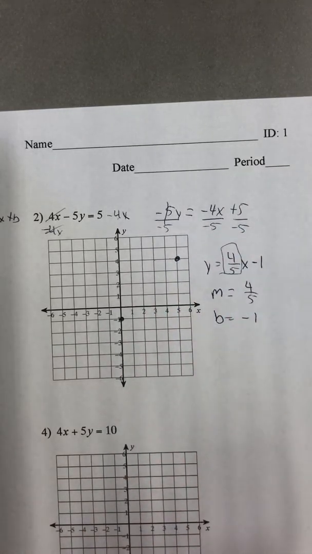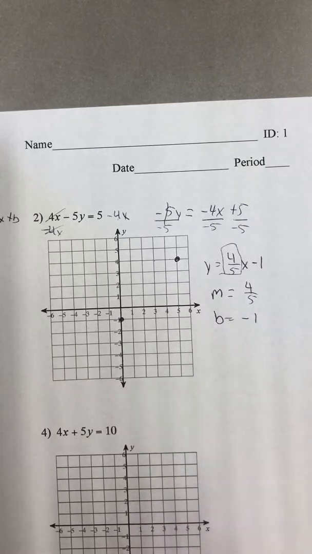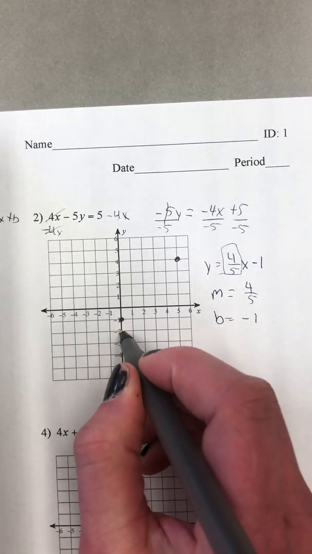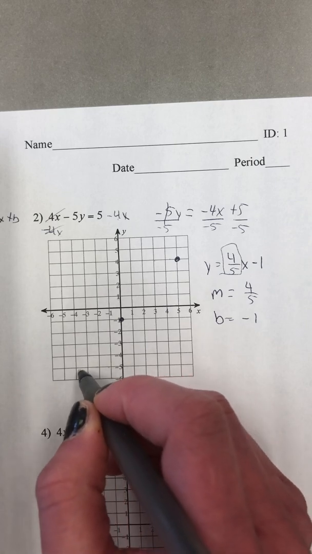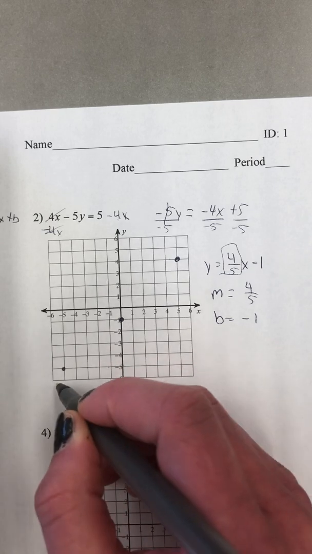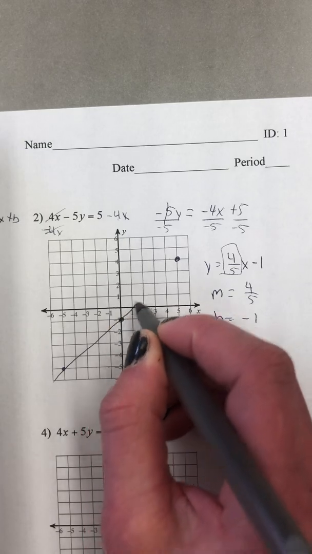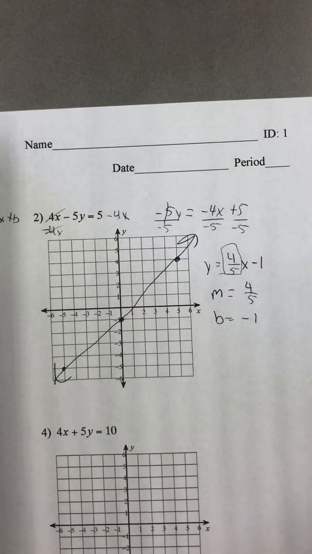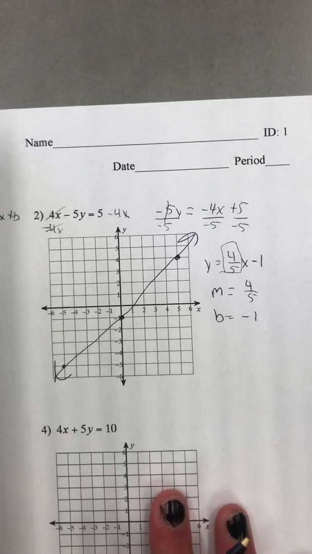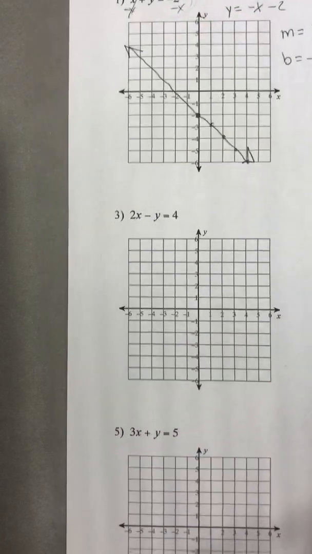Or we can do the opposite. Remember, you can have a negative over a negative and still be the same slope. So we're going to go down 4 and to the left 5. Like that. Make sure you draw your arrows. Okay. Let's do 4 more examples and then we will be done for today.